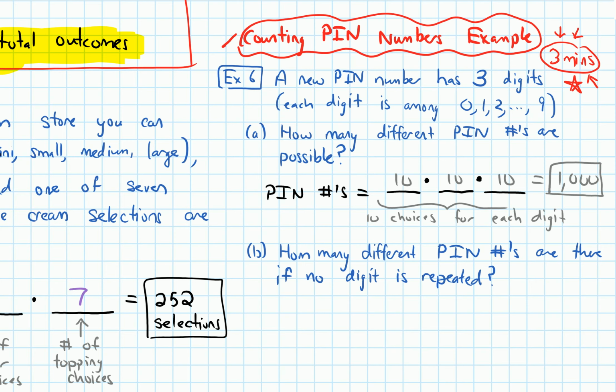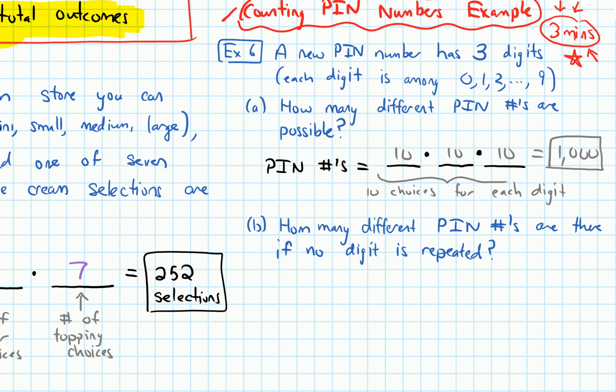And then let's do part B, which asks how many... whoops, I realize this is misspelled. This should say how, with a W. How many PIN numbers are there if no digit is repeated? Okay, so again, I'm interested in counting the PIN numbers. And there's still 3 stages to this: picking the first digit, picking the second digit, and picking the third digit.